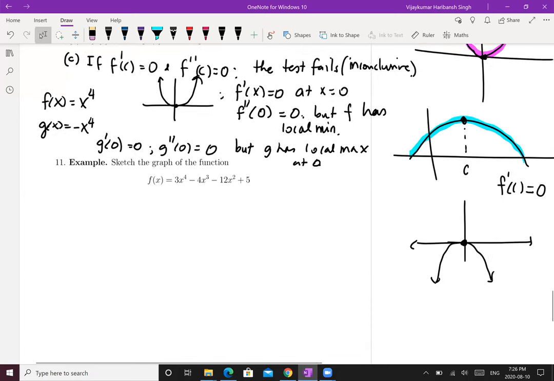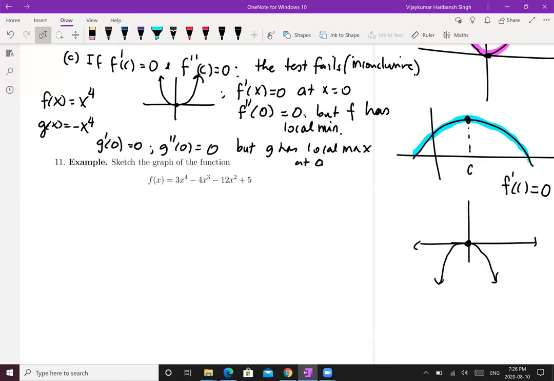So let's sketch the graph of the following function. We have f of x equals 3x to the 4 minus 4x cubed minus 12x squared plus 5. So what are the steps in graphing this function? First of all, we'll find the critical numbers. So f prime of x is 12x cubed minus 12x squared minus 24x. And we have already seen this in the upper part. That is 12x times (x plus 1) times (x minus 2).